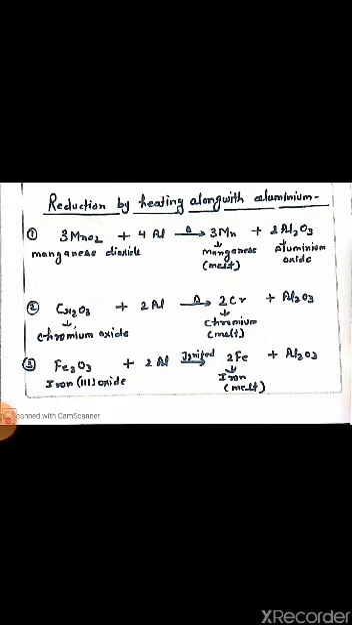The reduction of metal oxide to metal using aluminium as the reducing agent is called aluminothermy. Sometimes the question is put: what do you mean by aluminothermy? Then the answer will be: the reduction of metal oxide to metal using aluminium as the reducing agent is called aluminothermy.